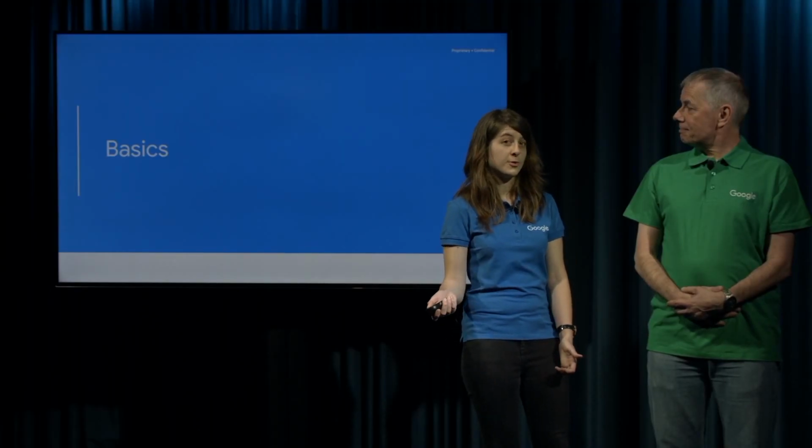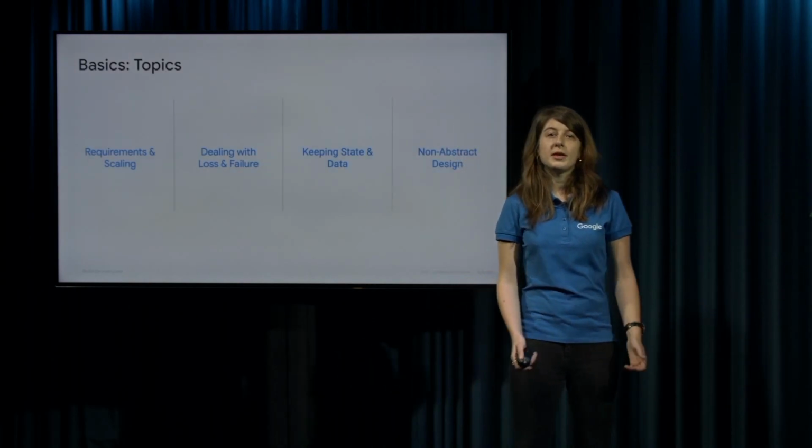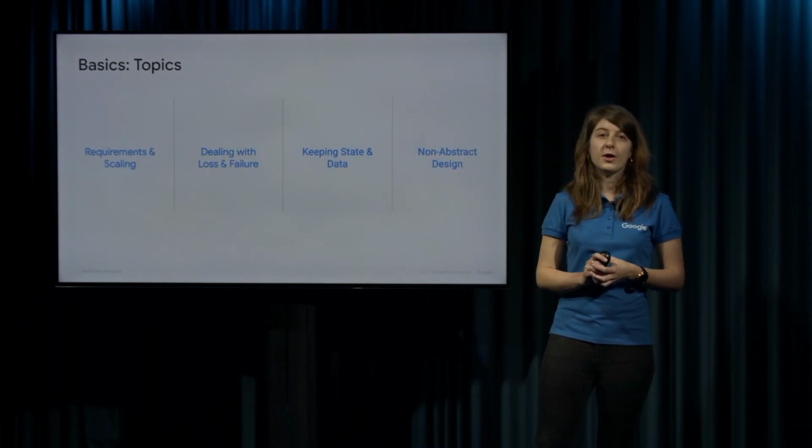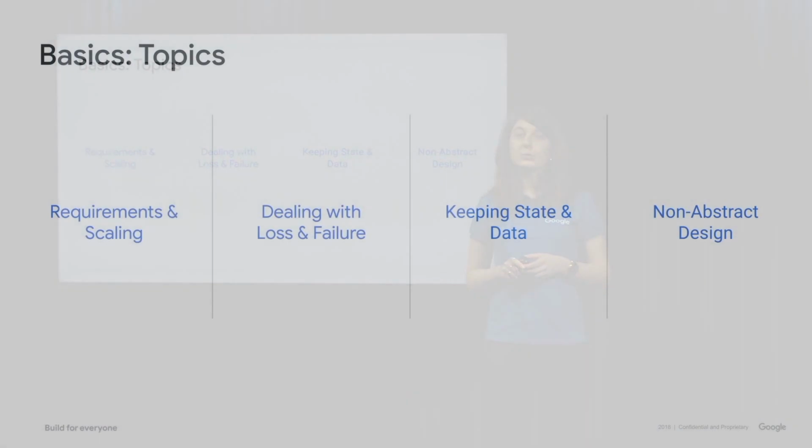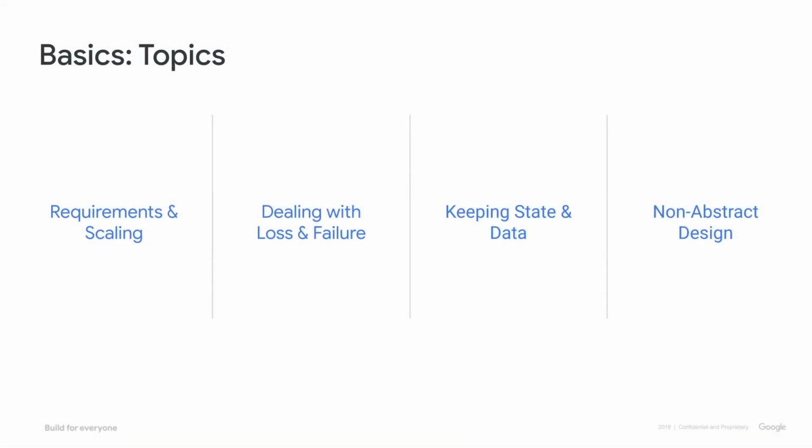And I'm going to talk about the basics. So in the basics, we're going to start with looking at requirements and how to scale. Then we're going to look a little bit at what to do in case of loss and failure, because failures are going to happen. We'll see how to keep state and how to handle data. And finally, we're going to put the non-abstract part in the design, the numbers. So let's start with the requirements.